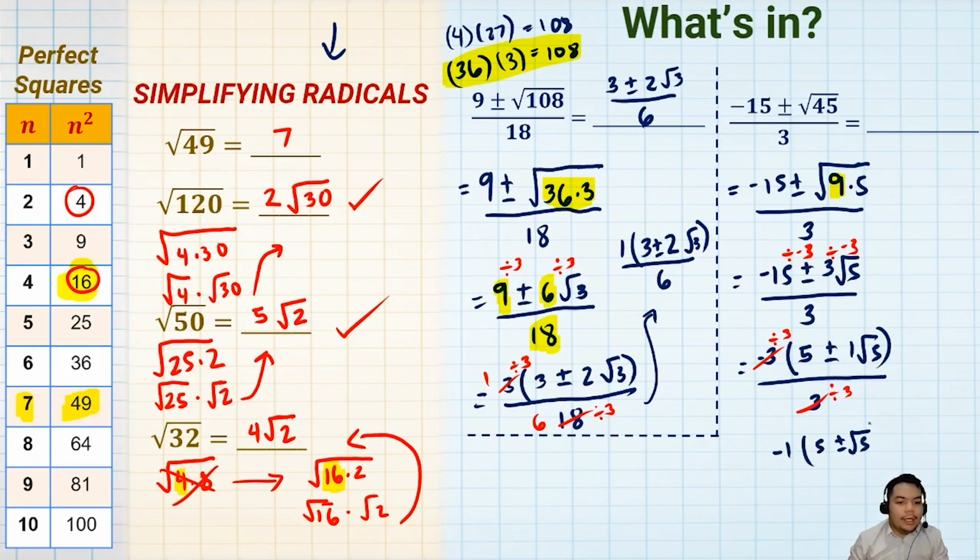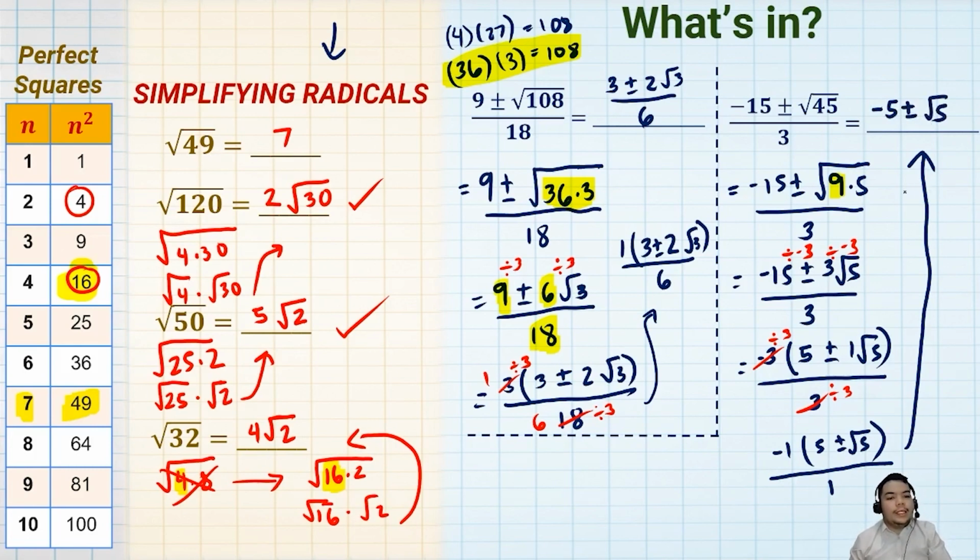Tanggalin na natin yung 1 kasi it's just be equal to 1. Then this one will be over 1. Yan. Just to simplify, our final answer should now be equal to, yan, tanggalin na natin yung 1 sa ilalim. Then, i-distribute na rin natin yung negative 1 since para mas maganda tignan. So, negative 5 plus minus the square root of 5. And that's how we simplify this form of radicals.